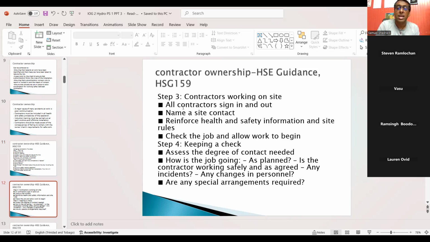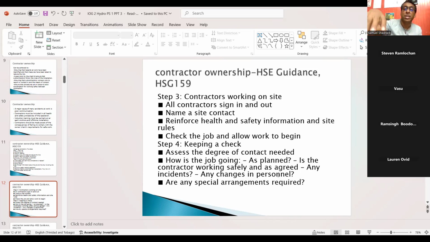Step 3, contractors working on a site. All contractors must sign in and out, name a site contact, reinforce health and safety information and site rules, check the job, and allow the work to begin. This is all an extract from the book, right? Step 4, keeping a check, assess the degree of contact needed, right? How is the job going as planned? Is the contractor working safely and as agreed? Any incidents, any changes in personnel, any special arrangements required, right?